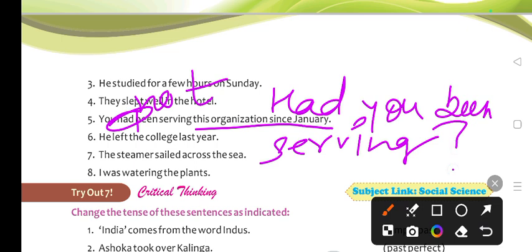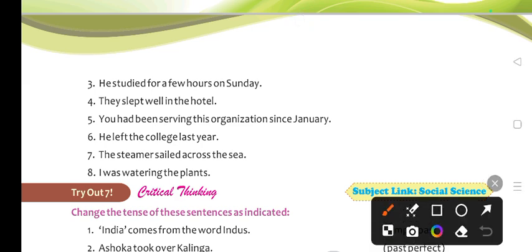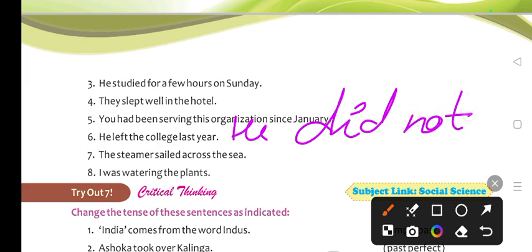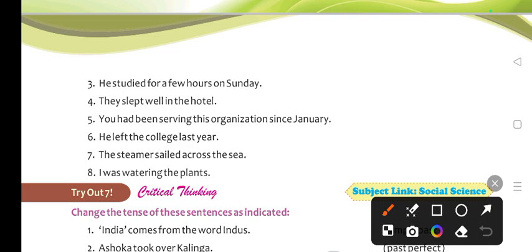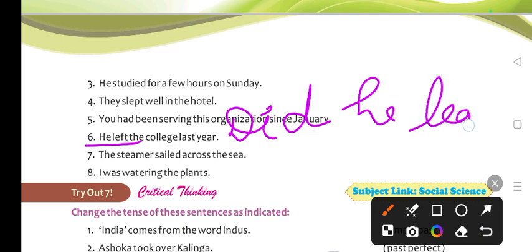He left the college last year. So when you are changing to negative, he did not leave the college last year. Okay, and when you are changing it into interrogative, then what will we write? We write did. Okay, did he leave the college last year? Then again a question mark. Next, the steamer sailed across the sea. I want the answer in the chat box, just reply there.